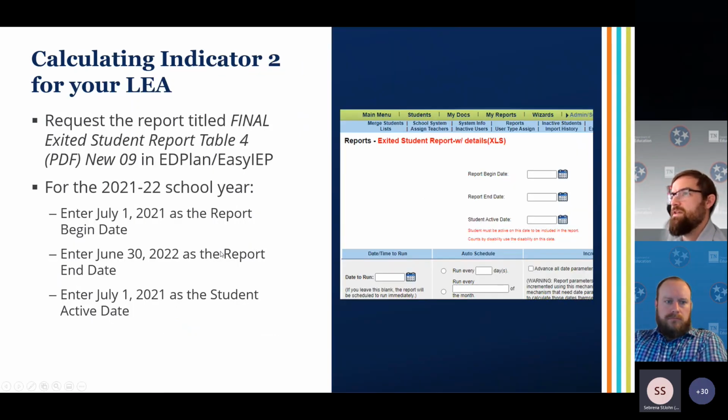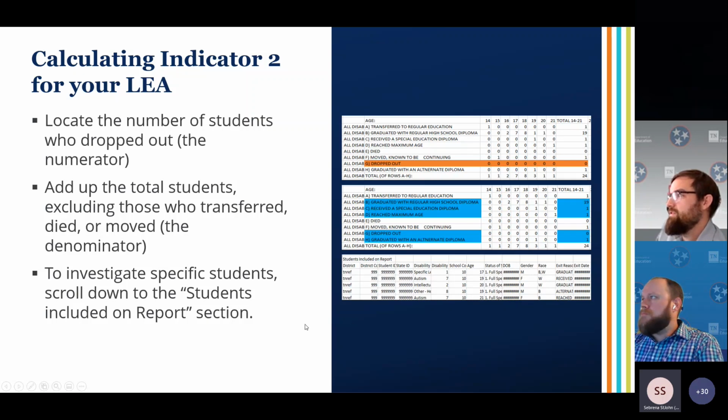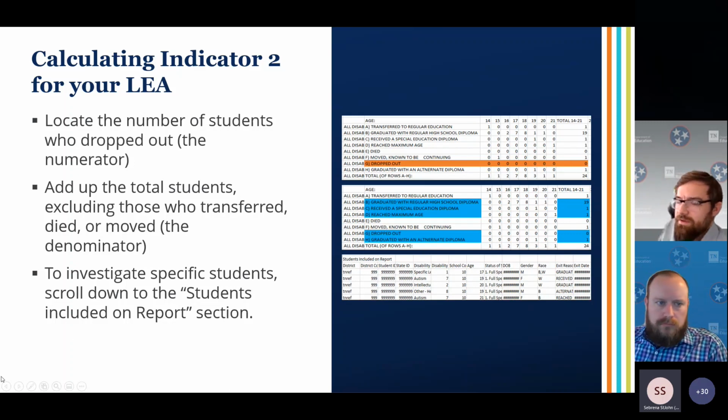And same process for running the report. You can just run it once and calculate both these indicators. Same thing. I like to use the Excel that has the students that you can look at individually in the report as well, along with the tables that you would need to calculate your indicator 2 percentage. So here you'd be identifying the row for students who dropped out. In this case, 0. In this hypothetical example, 0 students dropped out of 22 students. So that's an easy calculation. 0% dropout rate for indicator 2 in this example.